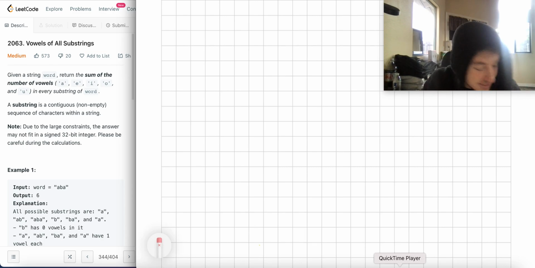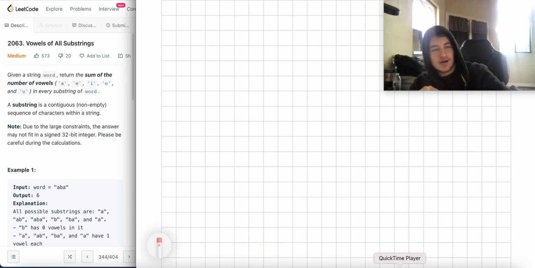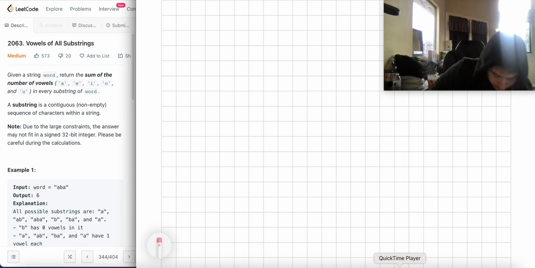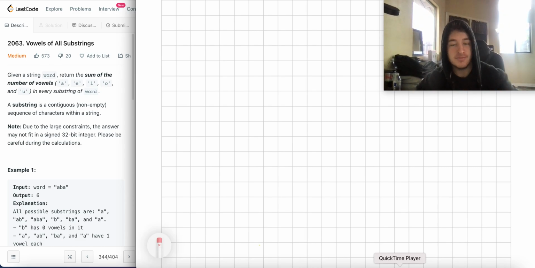Problem 2063. Vowels of all substrings. So this is my first attempt trying this problem.